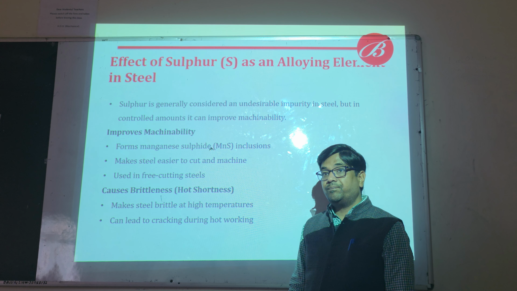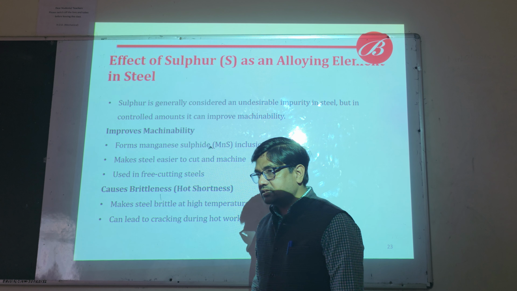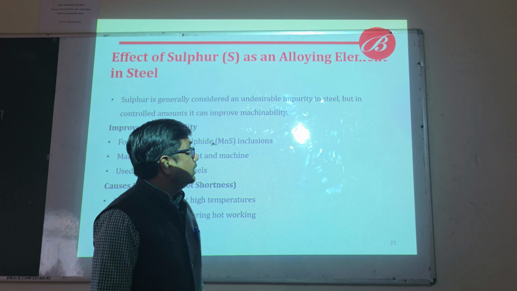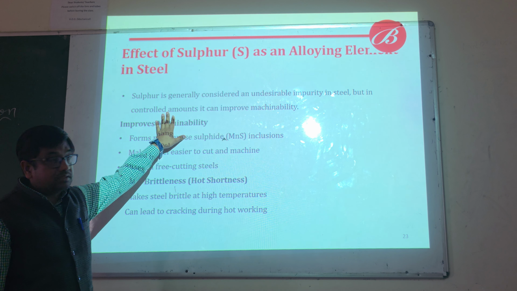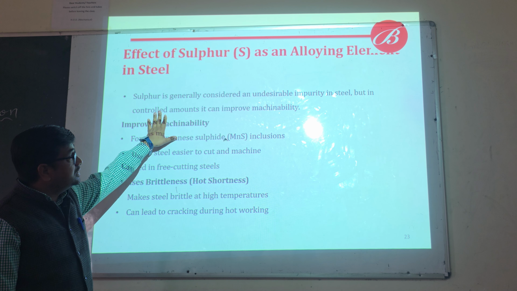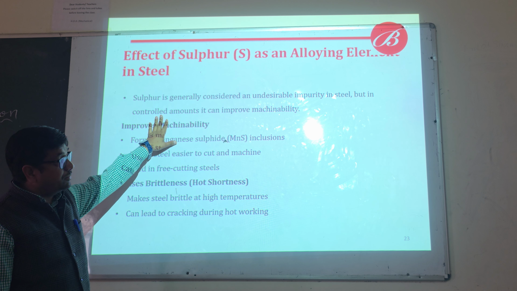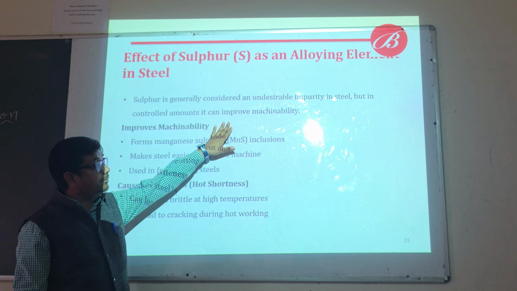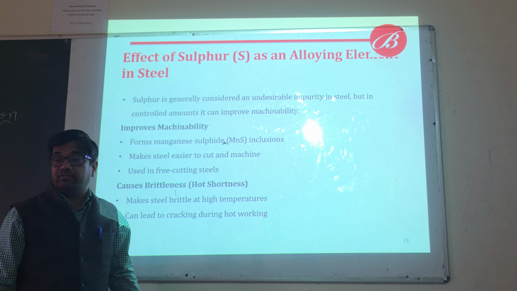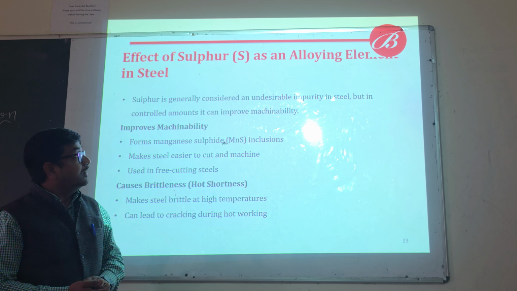Then next is the sulfur. Silicon and sulfur are present in lesser amounts. Sulfur also contributes in steel. It is generally considered an undesirable element in steel, but in controlled amounts it can improve the machinability. This is a very important point.